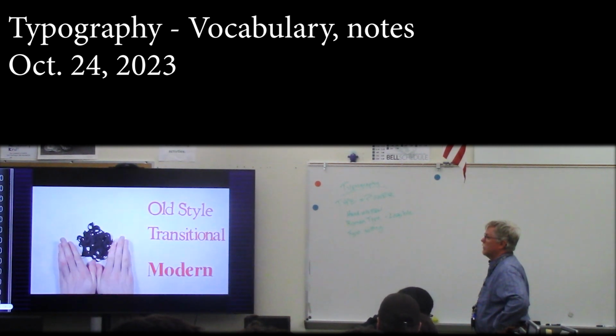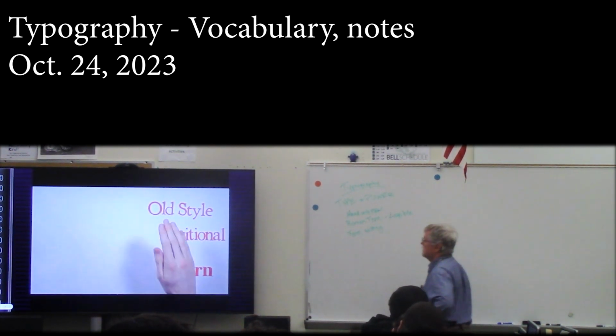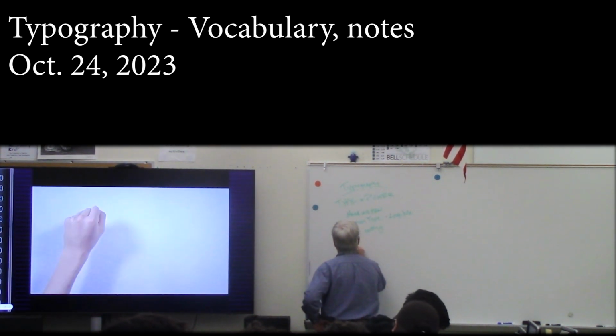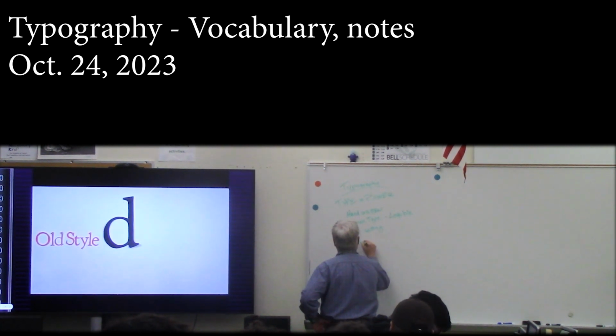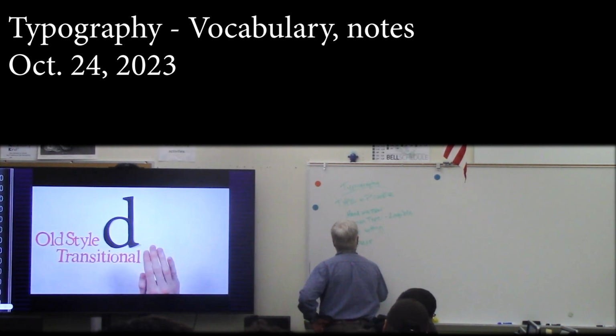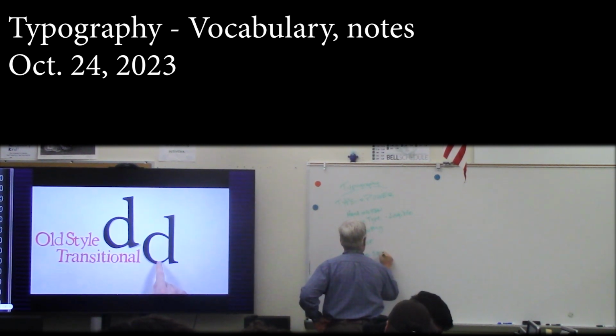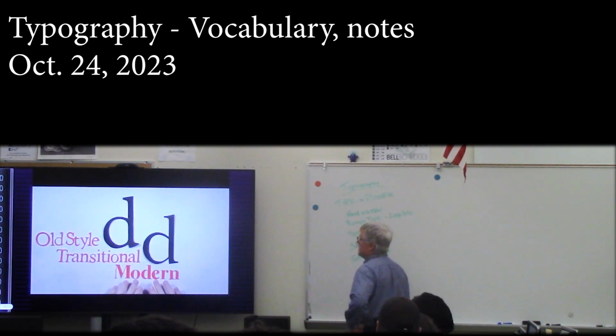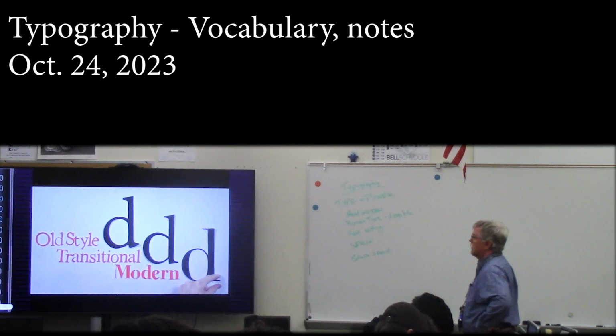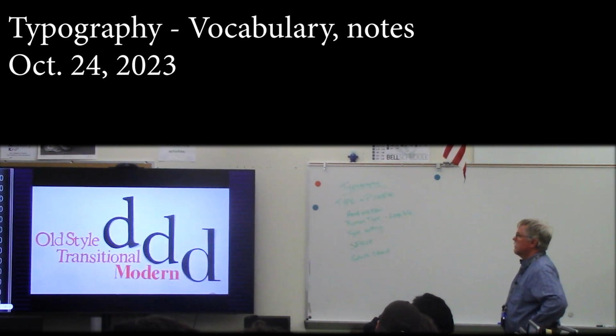Most serif typefaces fit into one of these three categories, but what does each category mean? An old-style typeface has letters that have thick serifs and low contrast between thick and thin strokes. A transitional typeface has letters with thinner serifs and a higher contrast between thick and thin strokes. And a modern typeface has letters with very thin serifs and extreme contrast between thick and thin strokes.